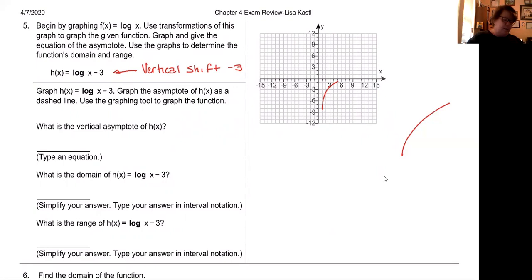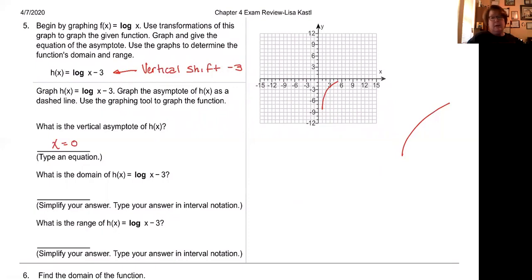All right. So what's the vertical asymptote? Well, since you haven't moved this graph horizontally at all, you've only moved it vertically, the vertical asymptote doesn't change. The vertical asymptote of a logarithmic function is x equals 0. And since I haven't moved this to the left or right, I haven't moved the vertical asymptote. So it is x equals 0. And you do need to write it in the form of the equation x equals. If you don't, it will be incorrect.